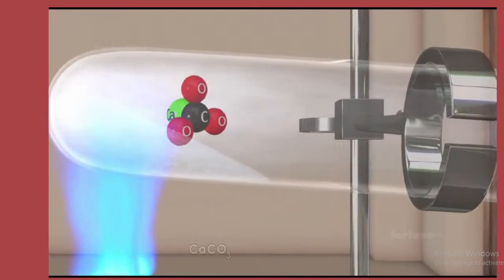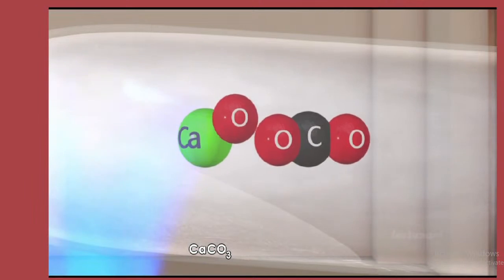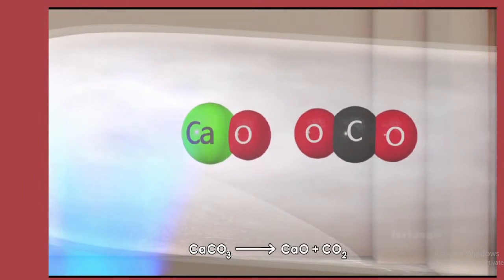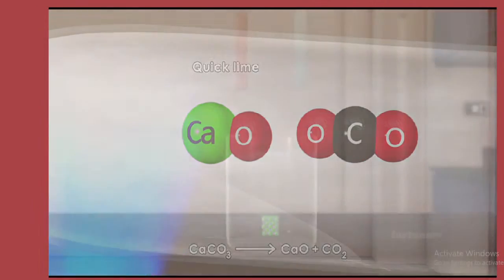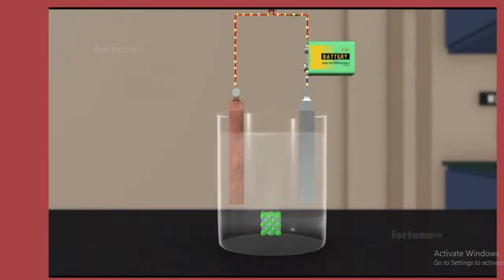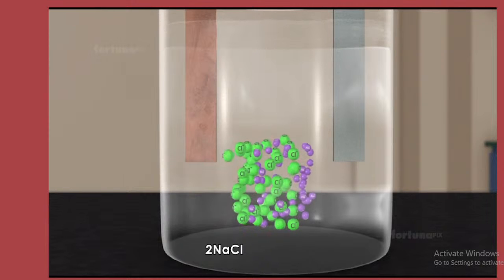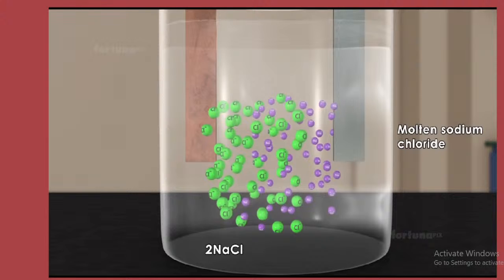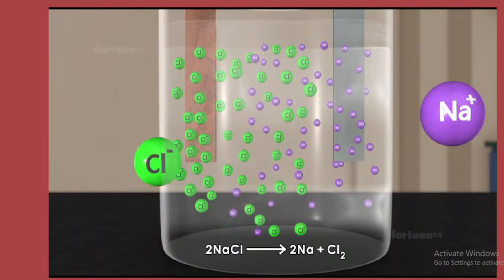When heated, calcium carbonate, much more commonly known as limestone, will decompose into carbon dioxide gas and calcium oxide, also known as quicklime. During electrolytic decomposition reactions, an electric current is passed through the substance as a way of breaking it down. The best example of this is the decomposition of sodium chloride. When electricity is passed through molten sodium chloride in an electrolytic cell, it will decompose into sodium and chlorine.